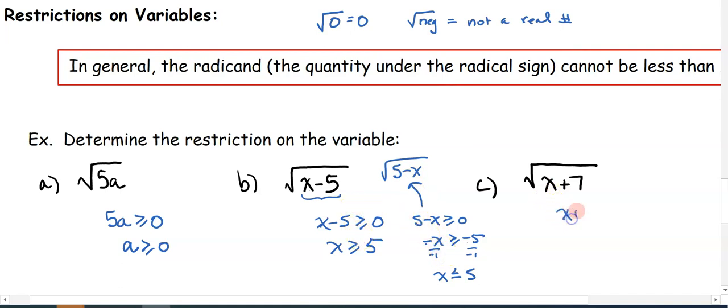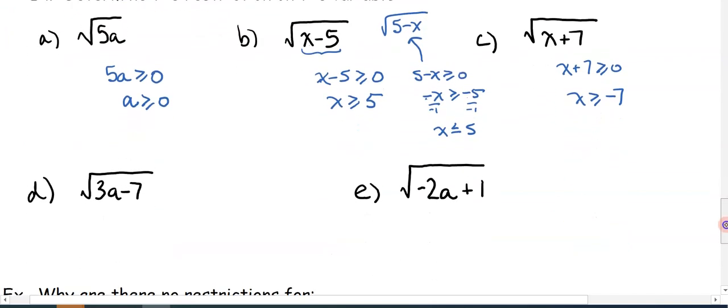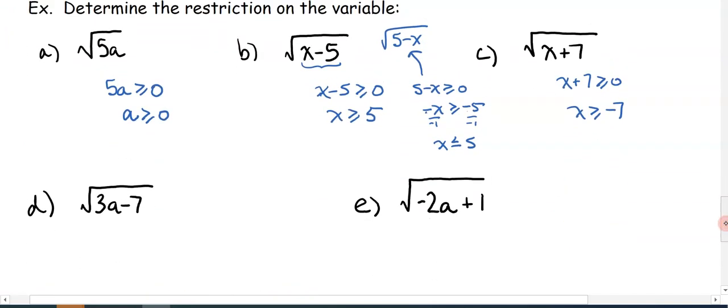Here, x plus 7 has to be greater than or equal to 0, or x has to be greater than or equal to negative 7. Okay? And again, pause and try if you like. 3a minus 7 is greater than or equal to 0, so we solve this. 3a is greater than or equal to 7. Divide both sides by 3. a is greater than or equal to 7 over 3, or we can write that as 2 1/3.